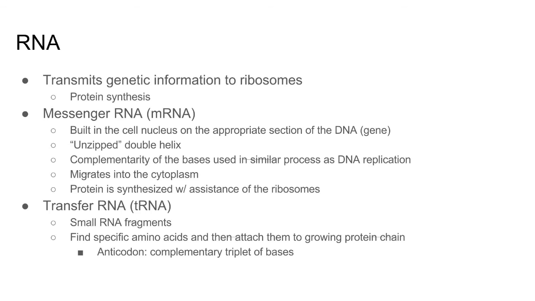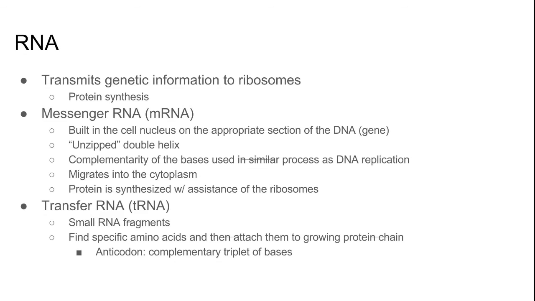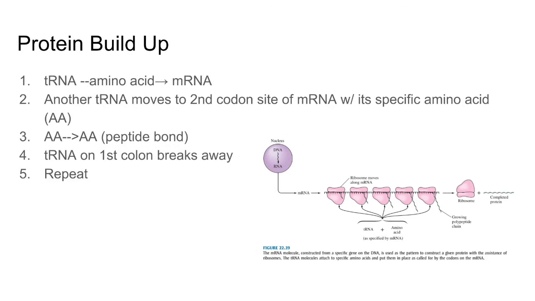Transfer RNA is basically small RNA fragments, and they find specific amino acids, and then they are told by the codons to attach those amino acids to the growing protein chain. And then they break the code of the genetic message from the mRNA using an anticodon. Protein is built in a series of steps.